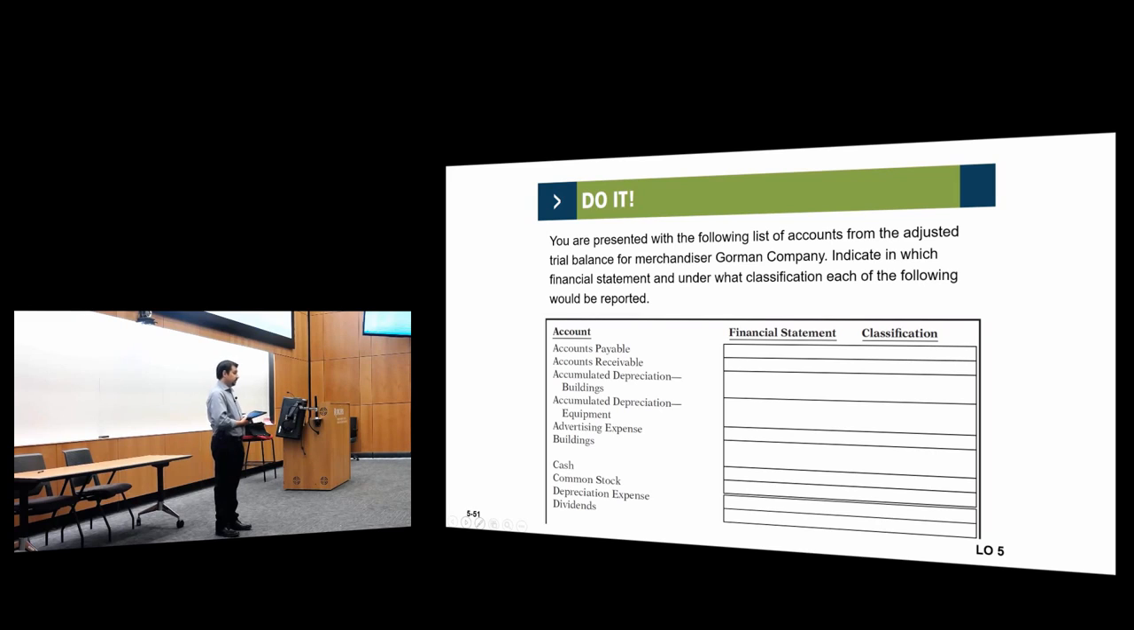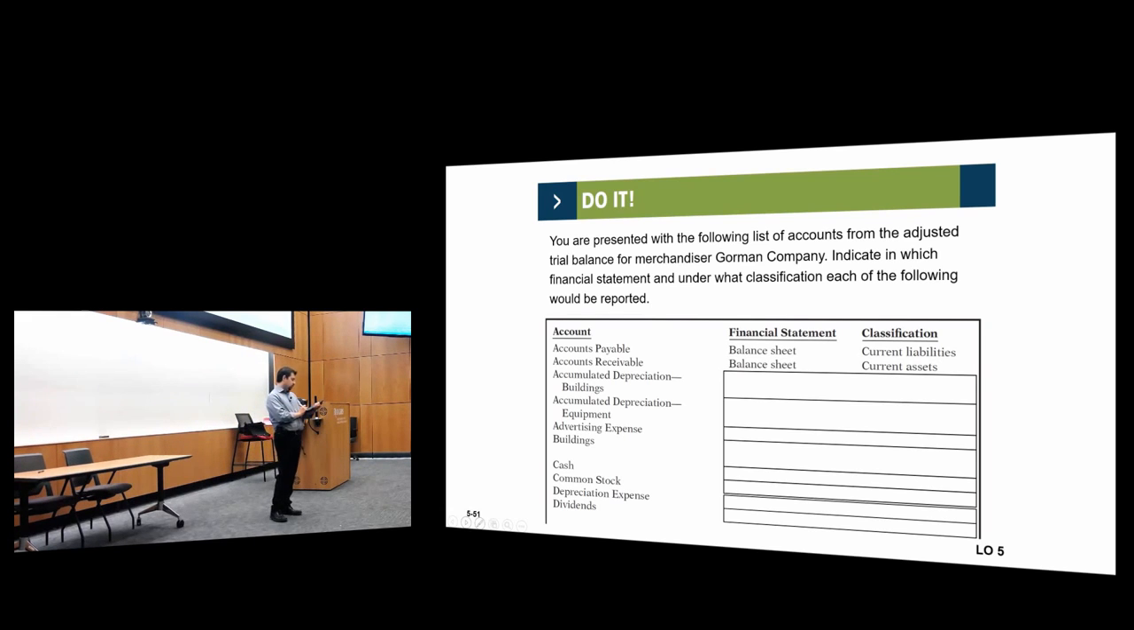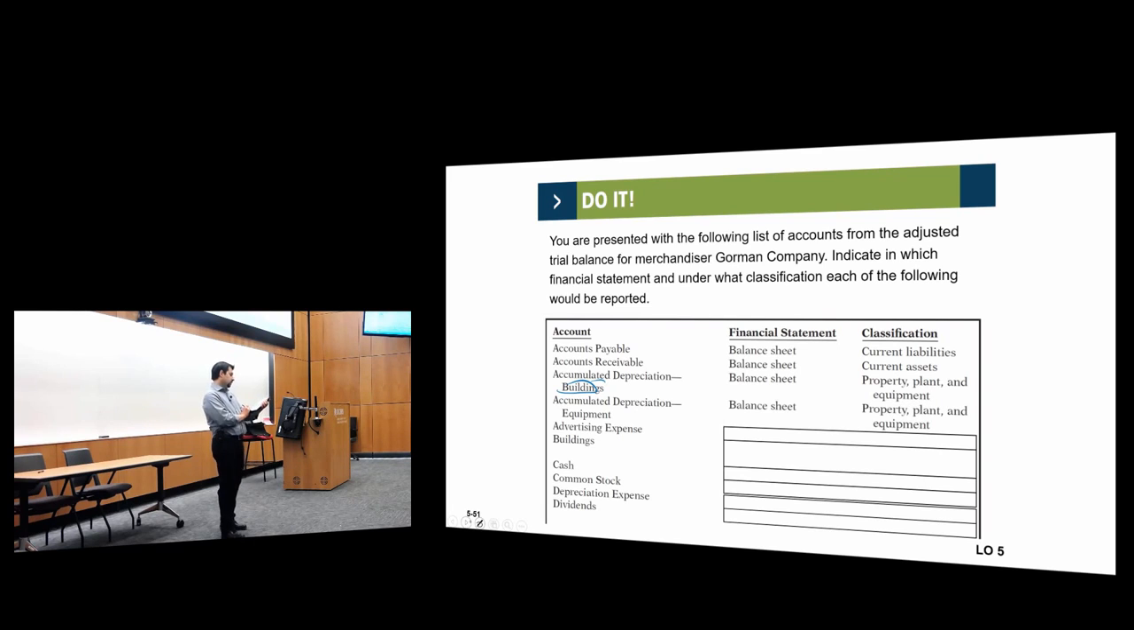On which financial statement? Balance sheet. And it will go under current liabilities, right? Accounts receivable. Balance sheet, current assets. Accumulated depreciation for buildings. Balance sheet, property, plant, and equipment. Remember, as building. Accumulated depreciation for equipment, balance sheet, property, plant, and equipment.